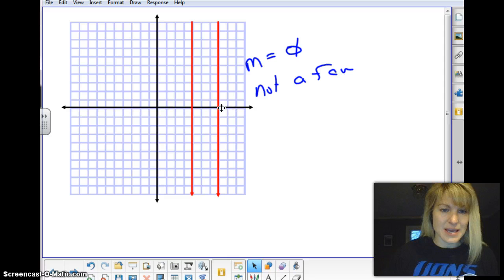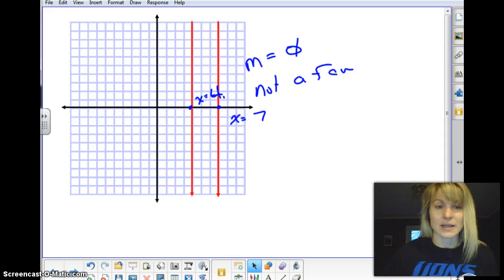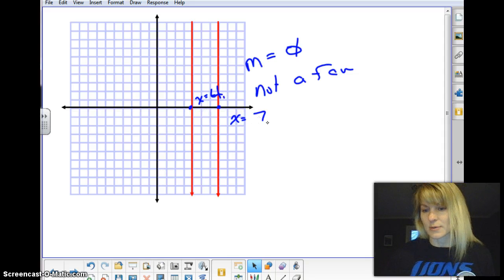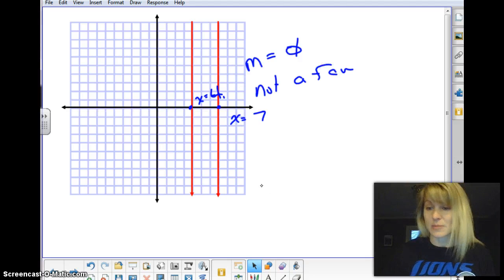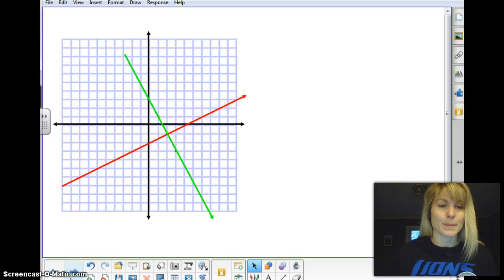Remember, FCN stands for function. So here, this is the x-axis. It doesn't even cross through the y, right? The x-axis, that's at 1, 2, 3, 4, 5, 6, 7. So that's at 7, and this one is at 4. So the equation of the line is x equals 4, x equals 7. So these are parallel lines, but you have to know that their slope is undefined because it doesn't pass our vertical line test. Okay? So now let's look at perpendicular lines.